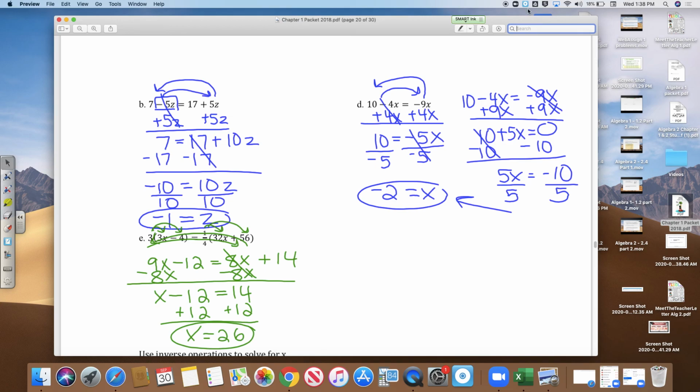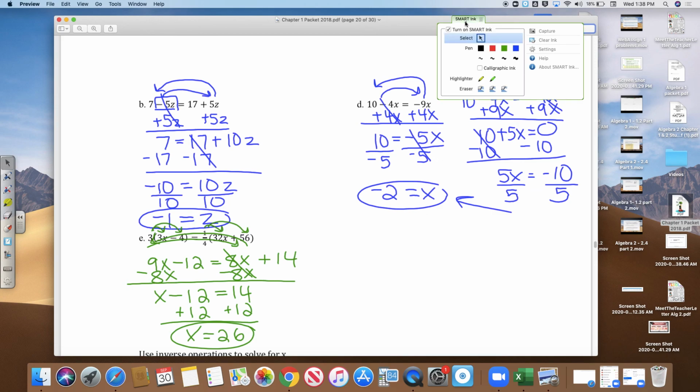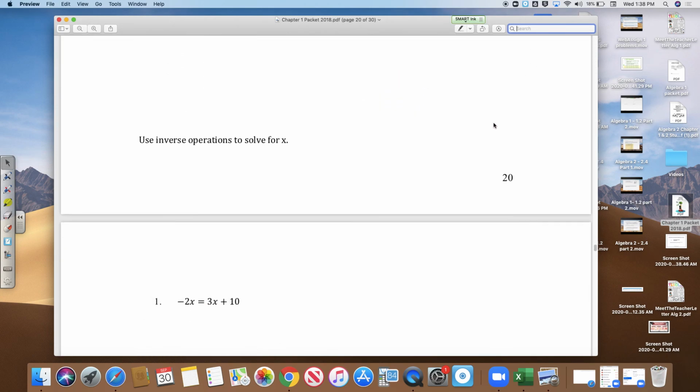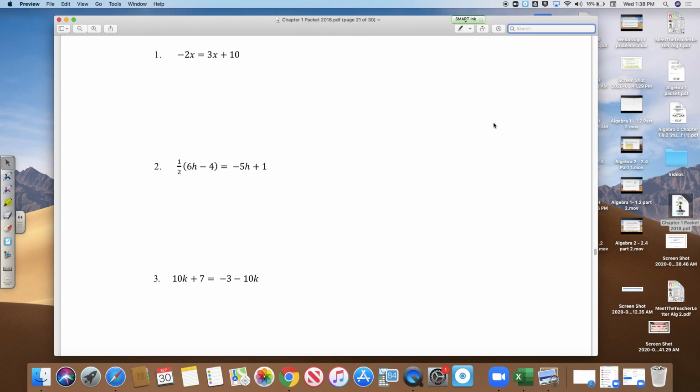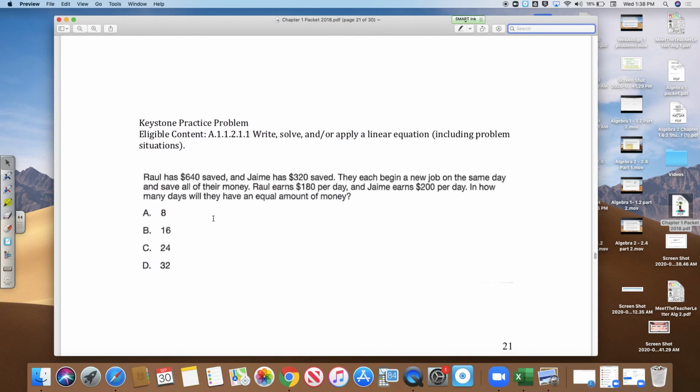So if we flip this over to the last page, we have here some practice problems: 4 practice problems, 1, 2, 3 here, and then a Keystone practice problem. So 4 total problems that I would like you to try right now, and before we leave class today, we will go over those answers.